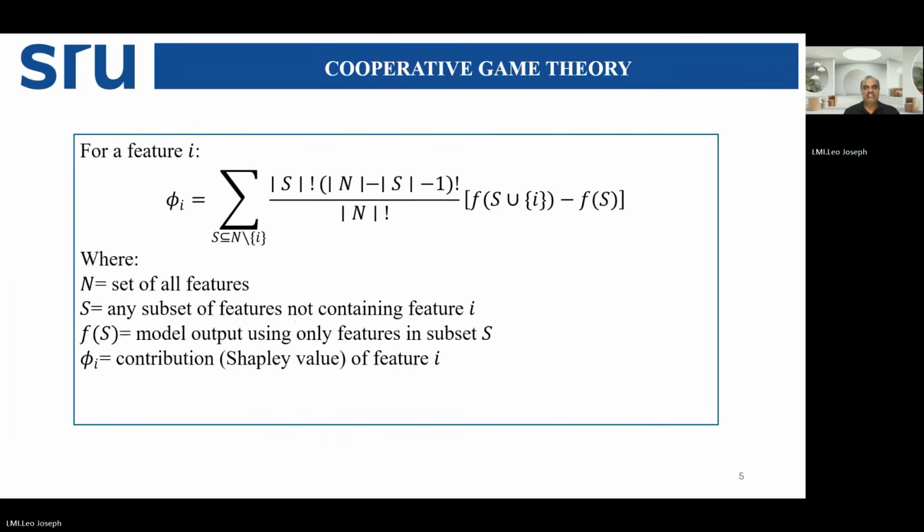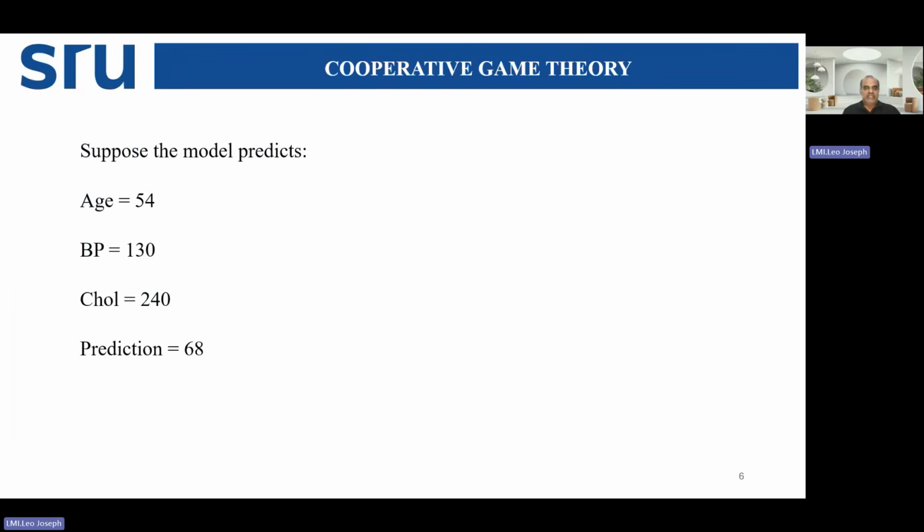Let us check. So suppose the model predicts age is equal to 54, BP is equal to 130, cholesterol is equal to 240. This is the sample of the patient we are taking. We are not looking into the patient. So these are the three players, and the prediction is 68 as per the old concept.